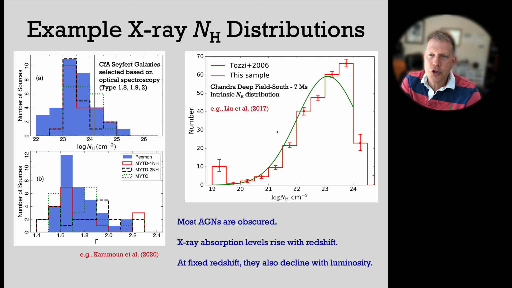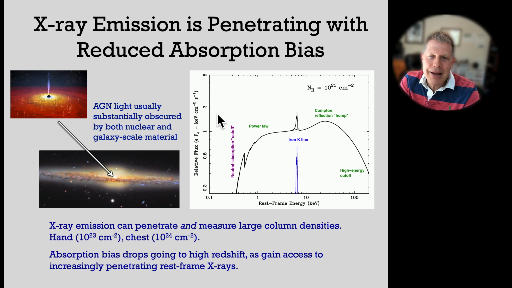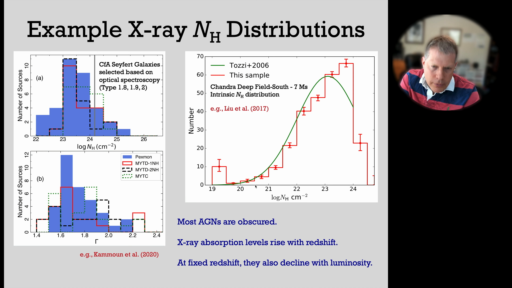Similarly, if you go out to the distant universe, this is the intrinsic column density distribution inferred for the Chandra Deep Field South survey that I showed earlier on in this lecture. And you can see many of the AGNs, most of them, are obscured by substantial column densities out in the distant universe. So we believe that most AGNs in the universe are obscured. And so having a method of finding them that deals with this obscuration is extremely important. Furthermore, I will mention that we've in fact studied how this X-ray absorption depends upon redshift, and we find that X-ray absorption levels generally rise with redshift. That makes sense.